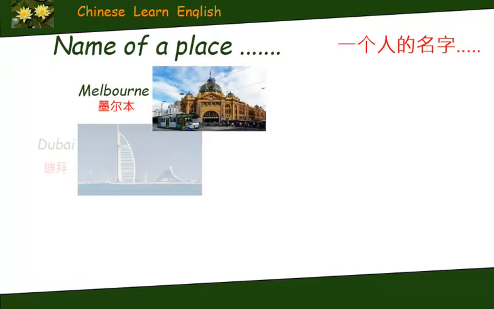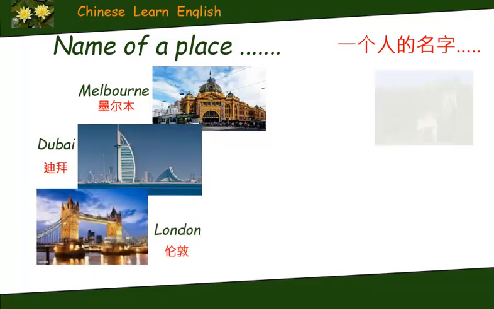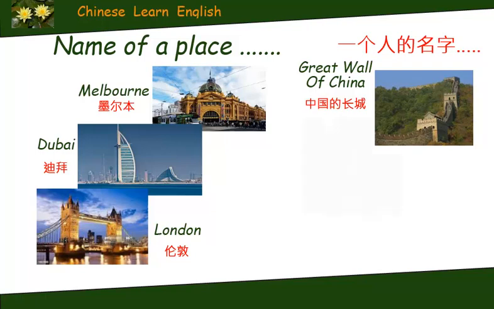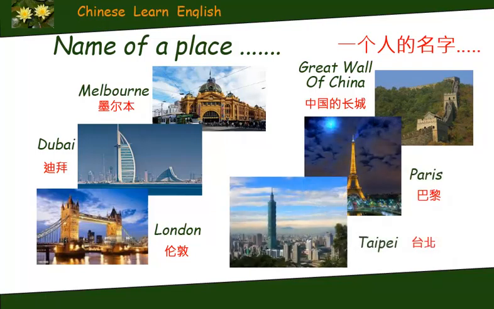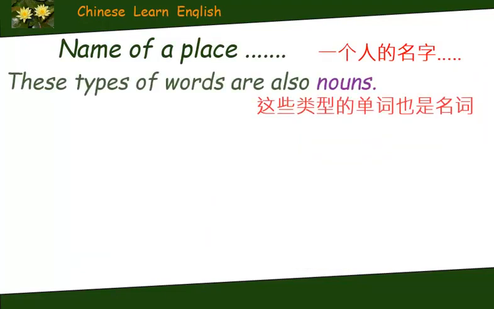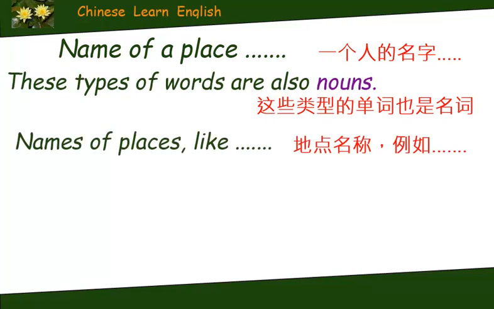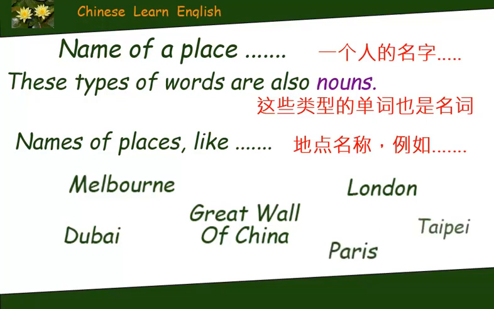Melbourne, Dubai, London, Great Wall of China, Paris, Taipei. These types of words are also nouns. Names of places like Melbourne, Dubai, London, Great Wall of China, Paris, and Taipei.